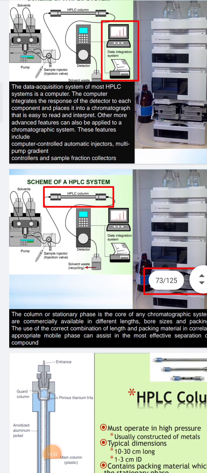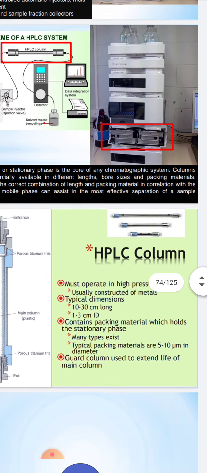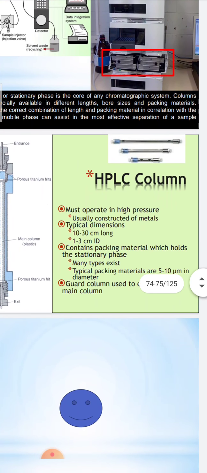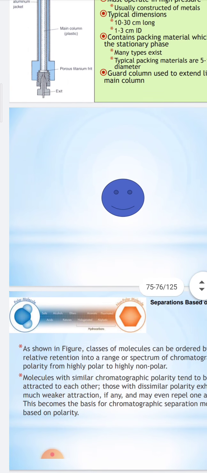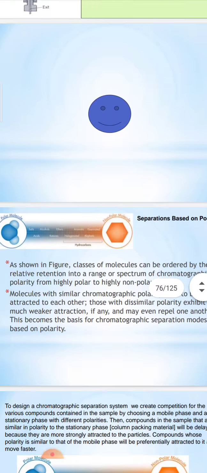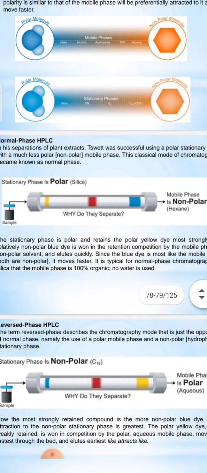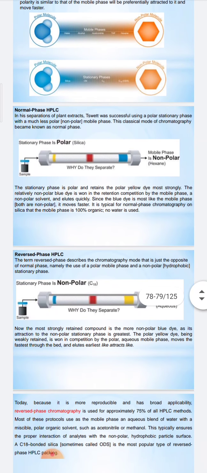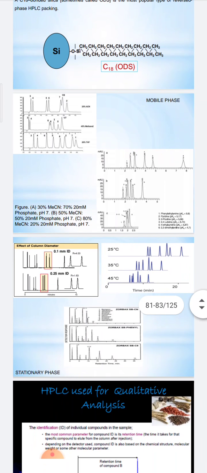Then what should be the requirements for this particular column? It must operate at high pressure, and typical dimensions should be there. We are also using the guard column that we have already discussed. This is about normal phase chromatography and reverse phase HPLC that we have already seen. Please go through this.